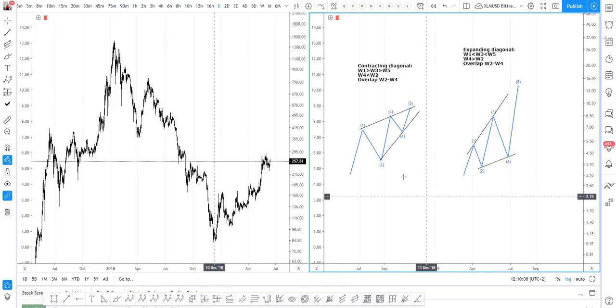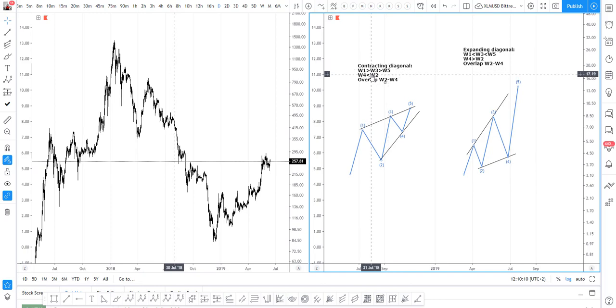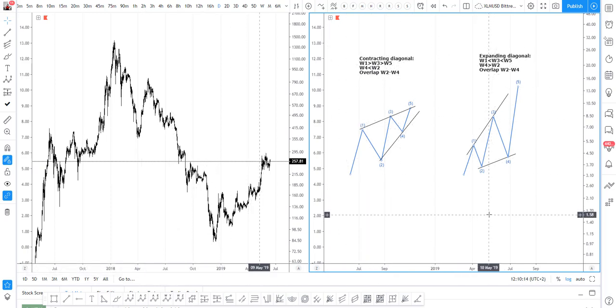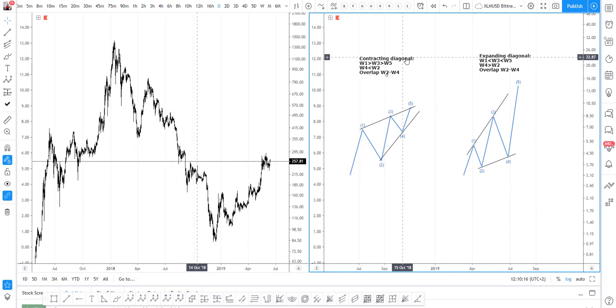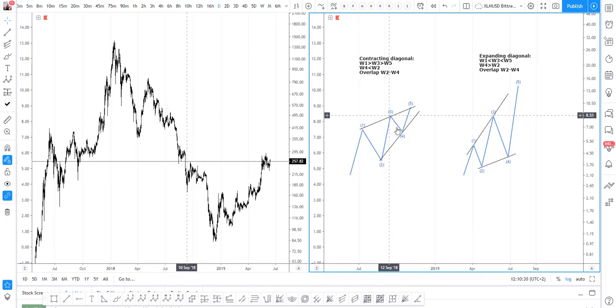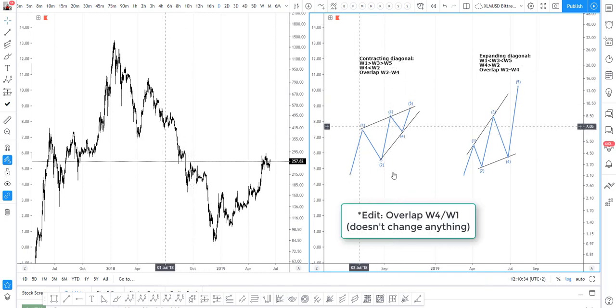So I'm back. Quick lesson on Elliott wave. You have two types of diagonals. The contracting one, where you have wave 1, which is the longest, longer than wave 3, and wave 3 is longer than wave 5. In this contracting diagonal type, wave 2 is also longer than wave 4, and you have an overlap between wave 2 and wave 4.